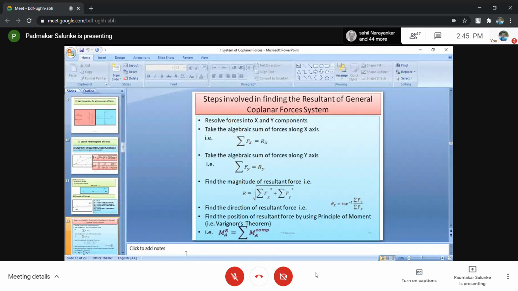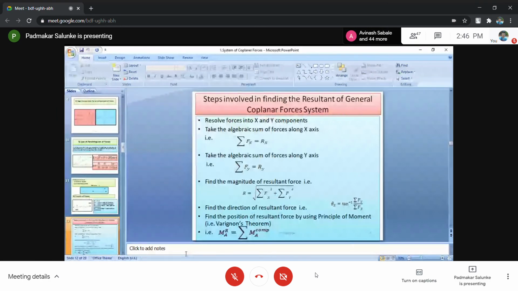First step: resolve forces into X and Y components. Without saying, this is the first step in engineering mechanics problems; that work is not possible without it. You must have practice resolving forces into X and Y components, because our scalar system of solving numerical problems is completely based on resolved components. So the first step is to resolve forces into X and Y components.